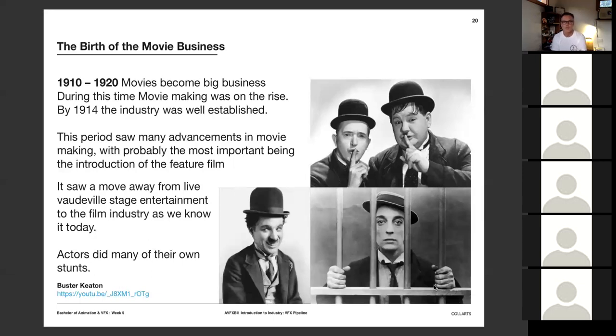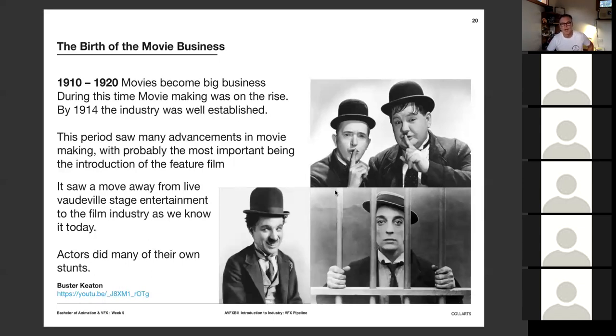But in about 1914, 1915, they made the transition from vaudeville to making films, and that was the turning point of the industry.